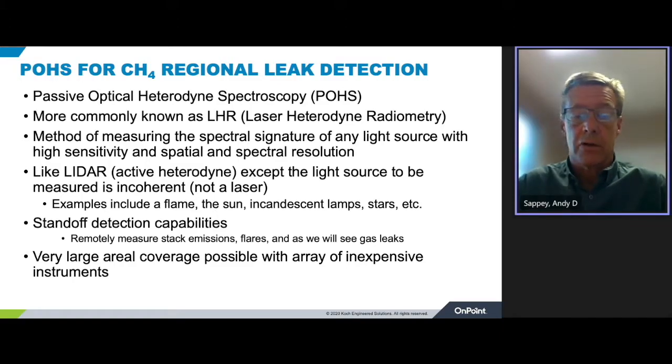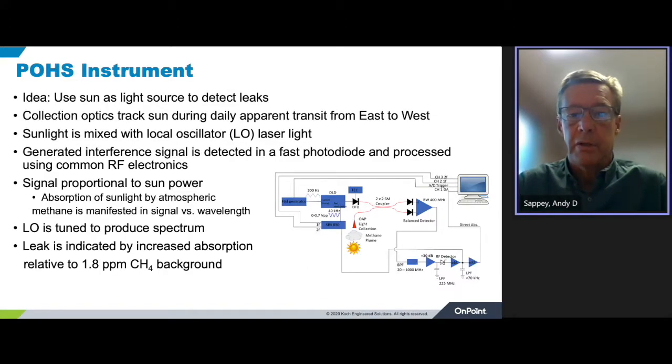It provides very large aerial coverage, and the instrument itself is shown in the lower right-hand corner here. Basically, the two most important parts are the local oscillator laser and the light collection optics that track the sun as a function of the time of day. The signal from the sun and the laser are allowed to interfere, and they produce a signal that we detect with two photodiodes. We take the difference between the two of them and process them using RF electronics.